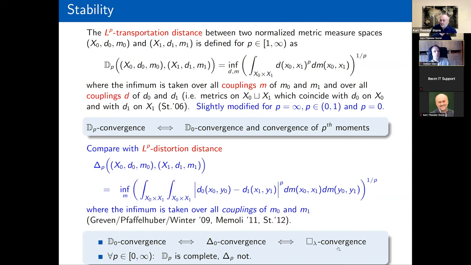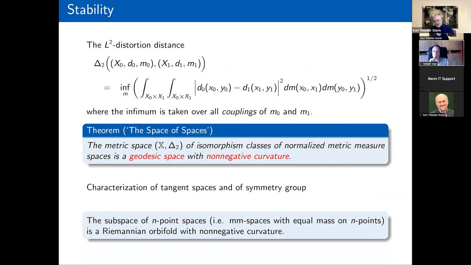There is an important difference. The distortion distance here is not complete, whereas the transportation distance is complete. Why are we interested in the distortion distance? This is just because this also allows us a fascinating excursion, namely the distortion distance makes the space of metric measure spaces to a geodesic space of non-negative curvature.